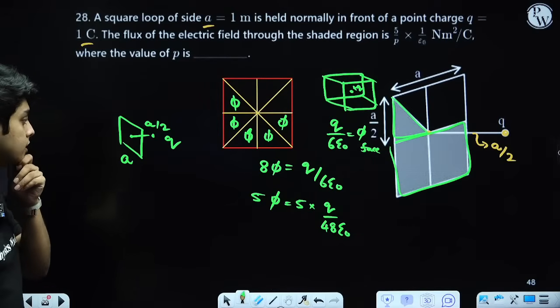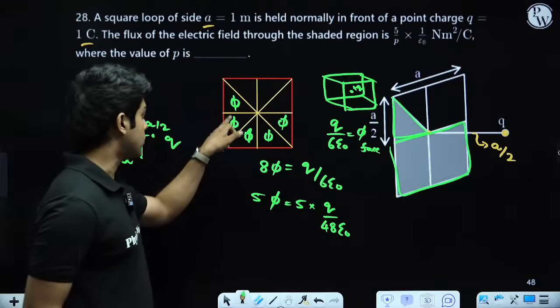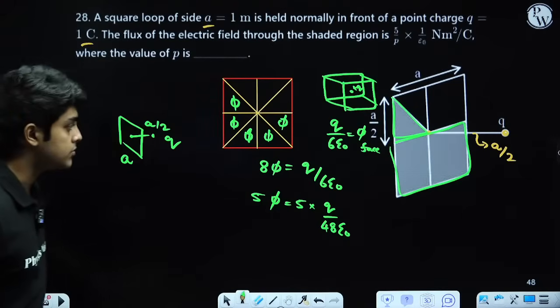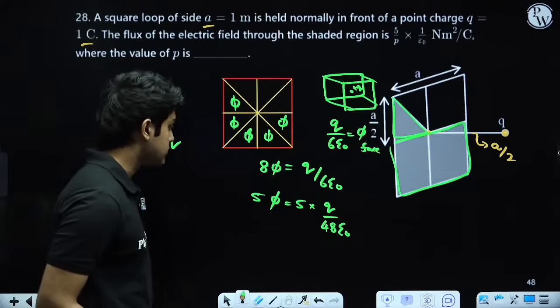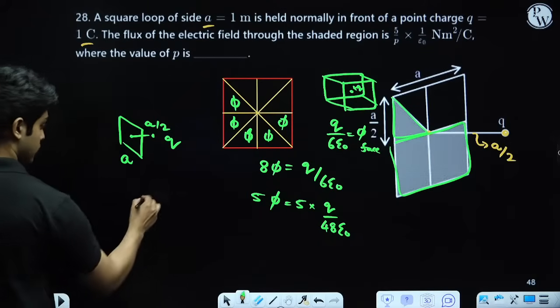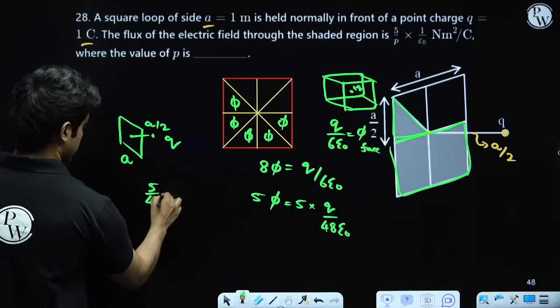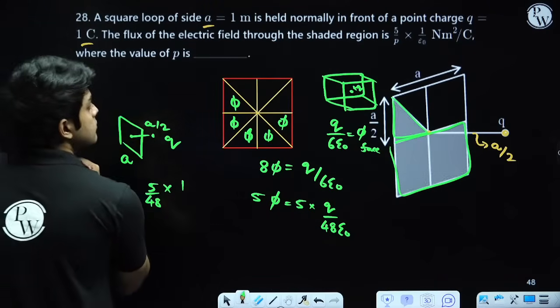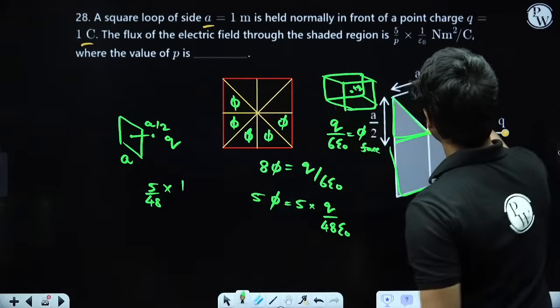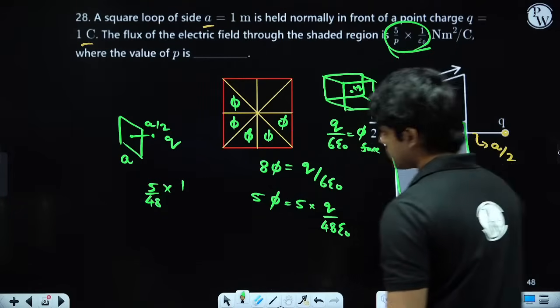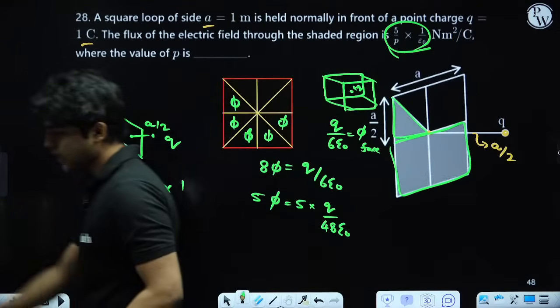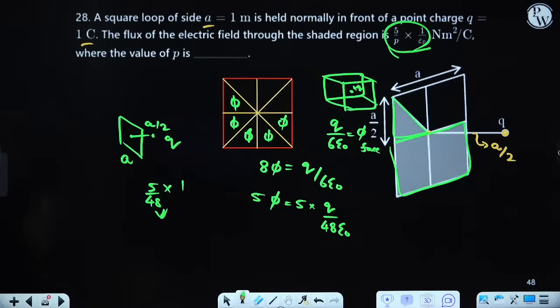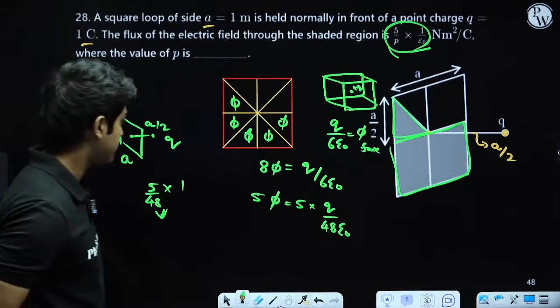Okay, so 8 phi is q by 6 epsilon naught. What we need is 1, 2, 3, 4, 5. Yeah, seems fine. Okay, so q is 1 coulomb. So 5 divided by 48 times q, where q is 1. Oh yeah, so we have to write it in this form. So P is going to be 48. Okay, so the answer is 48. Okay, that was the flux question.